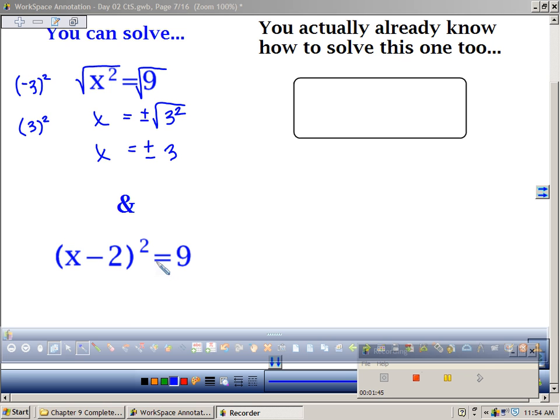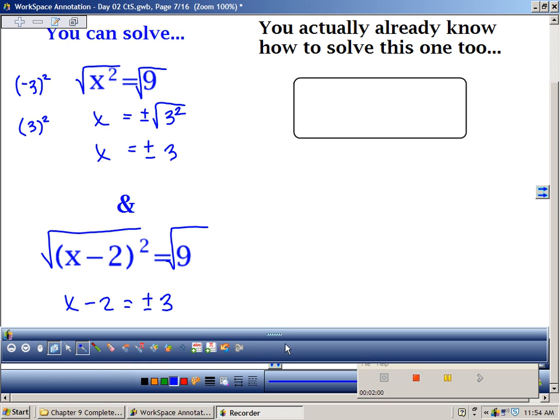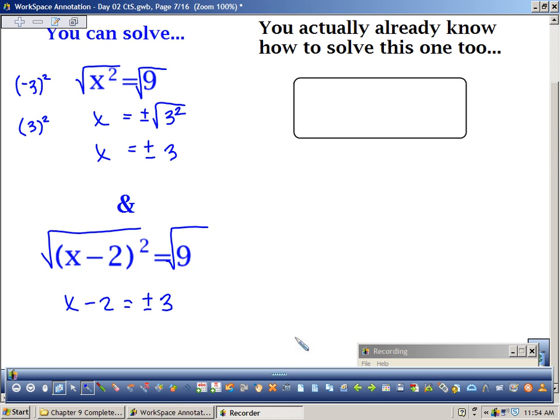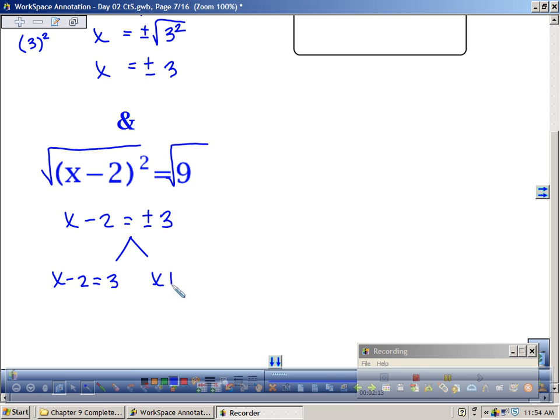What if I have x minus 2 squared equals 9? Square root it. Take the square root. When I take the square root of both sides, I get x minus 2 equals plus or minus 3. What, Patrick? So both of these cases are x minus 2 equals positive 3 or x minus 2 equals negative 3, correct? Everybody okay so far? This was yesterday.